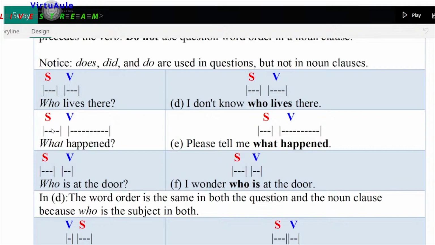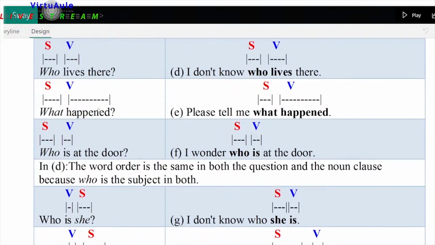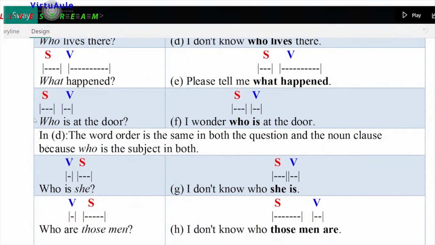Let's look at what happens with what. What happened? The subject is what. Verb is conjugated, happened. We see the verb in the past tense. So please tell me what happened. Okay, this is exactly the same as the affirmative, the question form. The noun clause is the same as the question form. Who is at the door? Who is the subject. Is the verb. At the door. I wonder who is at the door. Okay, this noun clause has who as the subject and followed by the verb is.